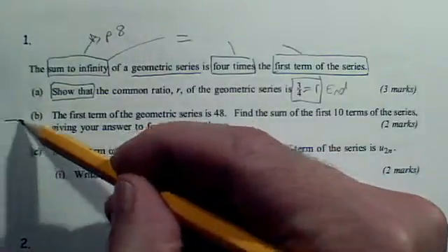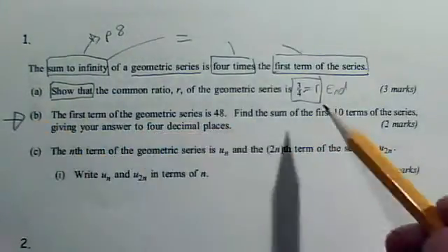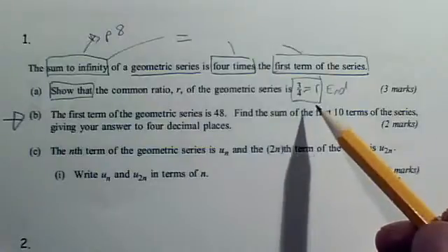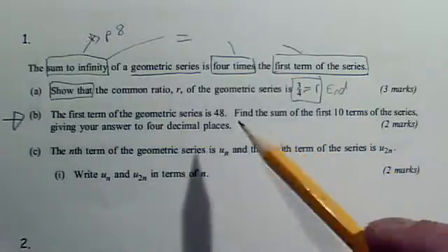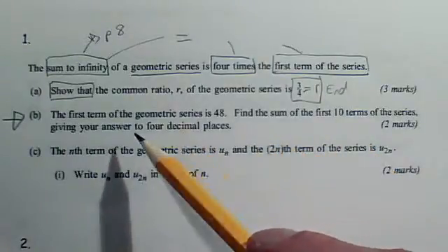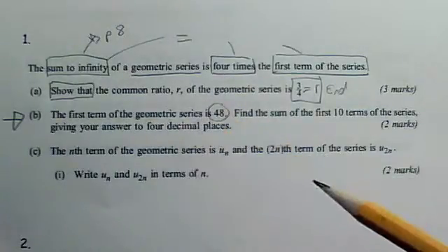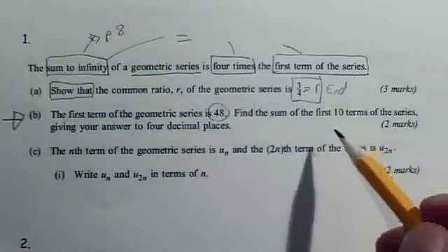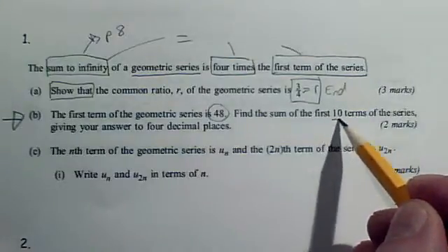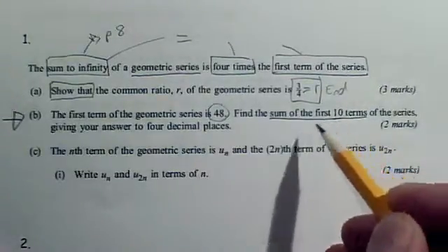Now, if you couldn't do that, you've got a great big re-entry point here. We know that R equals 3/4, so we can just carry forwards that value whether we obtained it or not. So now we've got 48, that's the value of a different letter, the other one that you've been using. And we've got to find the sum of the first 10 terms.